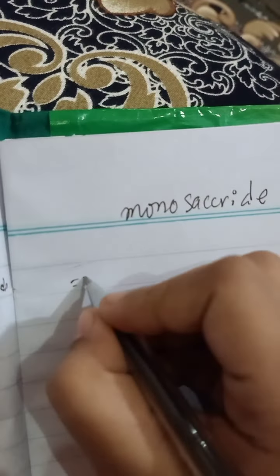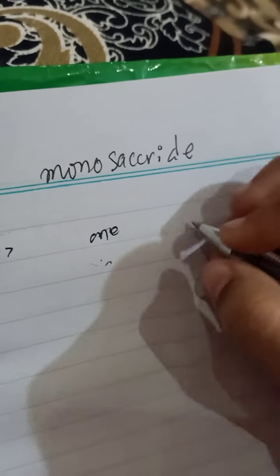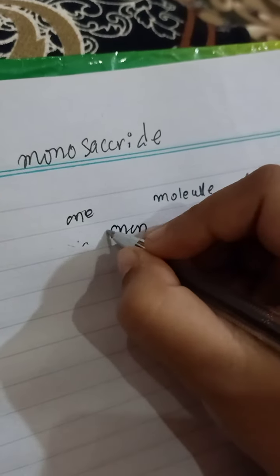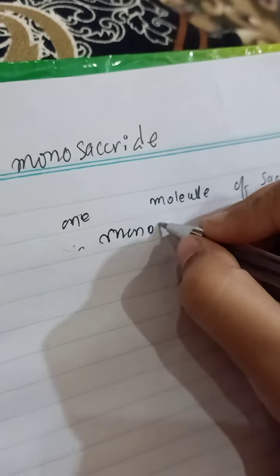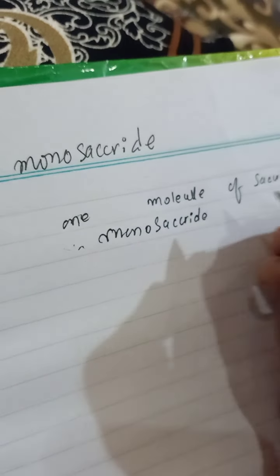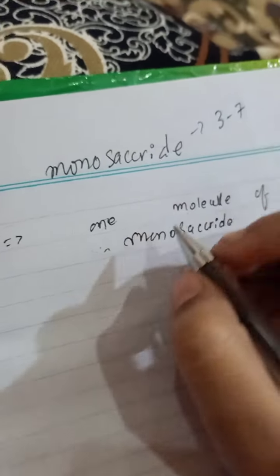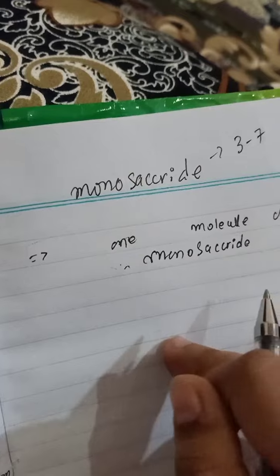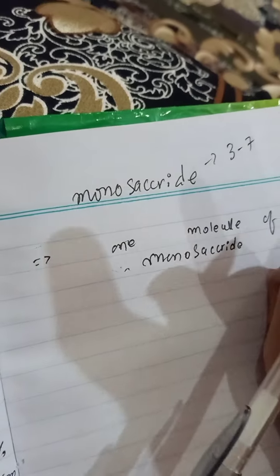So let's talk about the monosaccharide. Firstly, we will talk about the monosaccharide, then polysaccharide, and disaccharide and oligosaccharide as well. Yesterday I told you that one molecule of saccharide is called monosaccharide, which has only one molecule of sugar. According to carbon number, they have 3 to 7 carbons, and the types of monosaccharide depend upon the number of carbons.